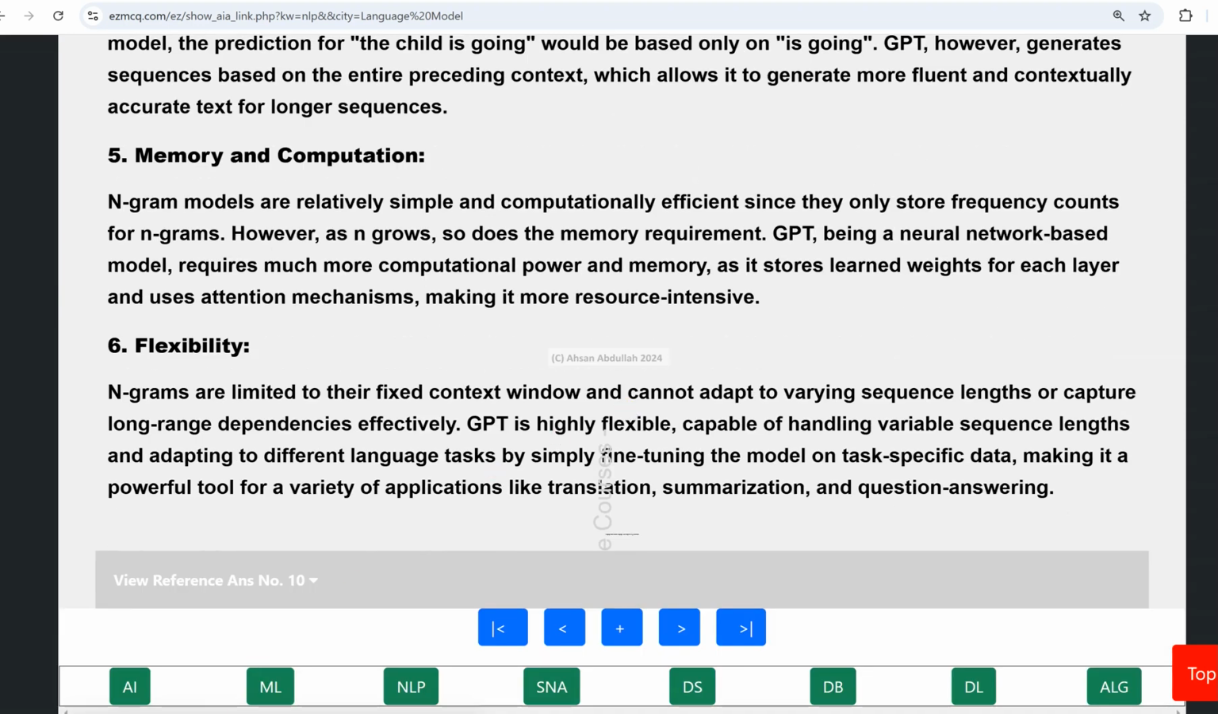And finally, the flexibility. N-grams are limited because of their fixed context window, and if there are varying sequences of words with contextual underpinnings, that is not covered by n-grams. As opposed to n-grams, GPT is very flexible. Actually, it's highly flexible, and it can be fine-tuned also, and it can be trained on task-specific data also. So it has a variety of applications like machine translation, summarization, question answering, and so on. So this is all for this lecture.